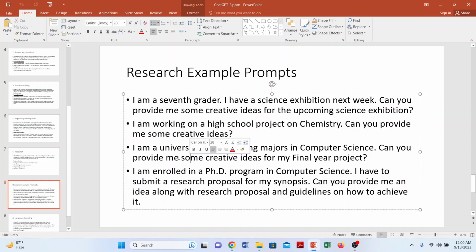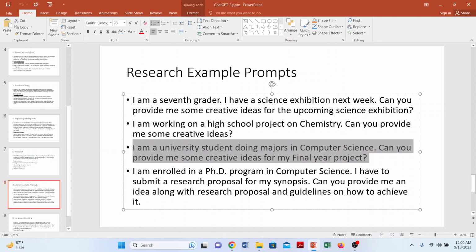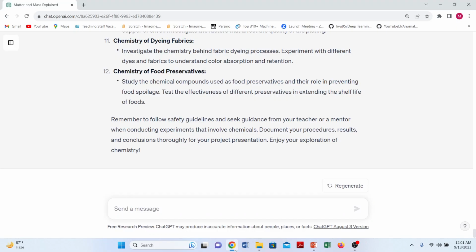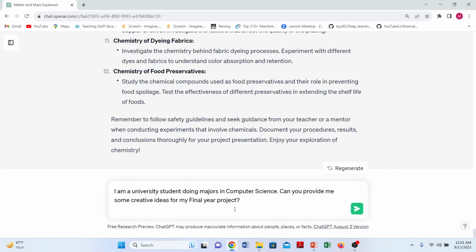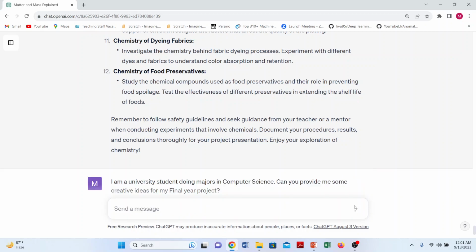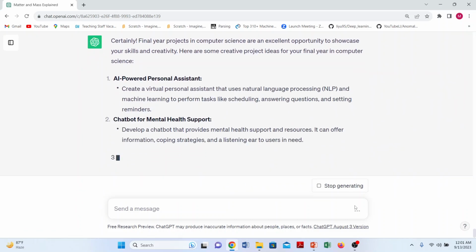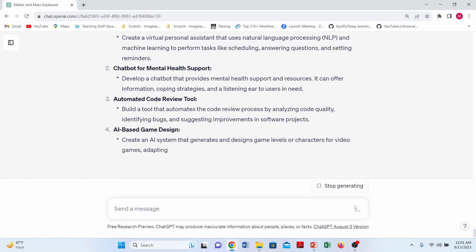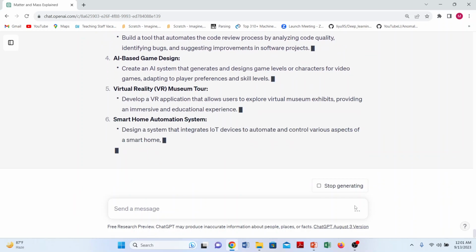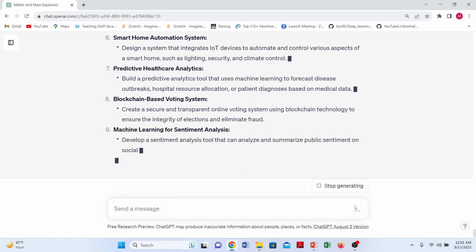Now, if you are a university student doing a major in computer science, normally we get the task to give a list of final year projects. Instead of asking your teachers, now you can get some ideas from ChatGPT, and then use them to discuss with your supervisors. If you see now, it is giving you different research projects which can be your final year projects at the university level.